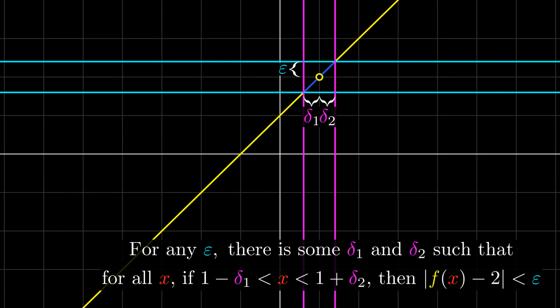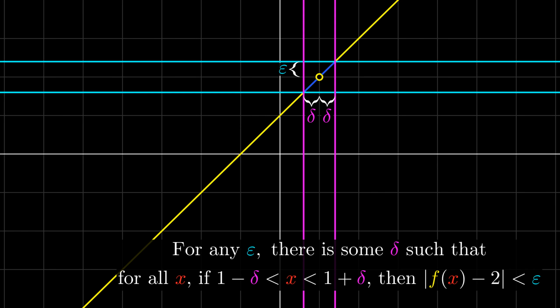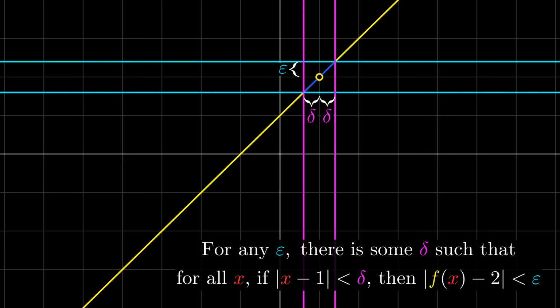Going back to our original situation again, this means that we can drop the distinction between delta 1 and delta 2. At this point, we can do the same algebraic manipulations here as we did with epsilon to see that the distance between x and 1 is less than delta. So is this definition good now?